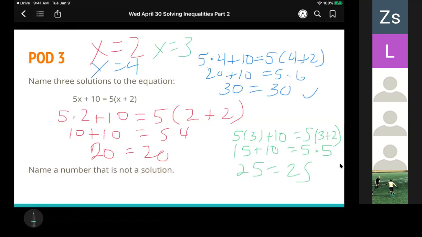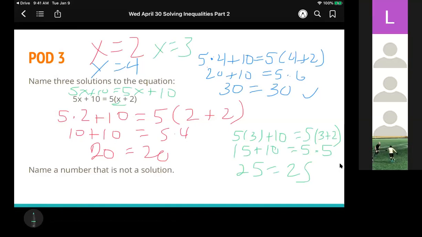So Jamarian says in the chat here that all numbers work, and that's true. In this case, if I distribute, 5x plus 10 equals 5x plus 10. So we have one of these identities, and so anything works. Is there any number that doesn't work? No. Anything's going to work here. All right, all numbers work.